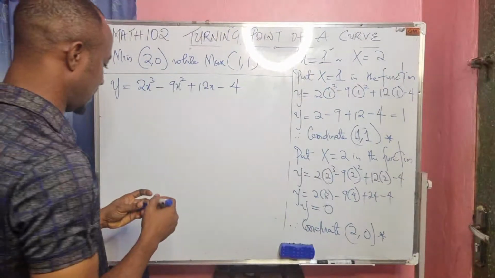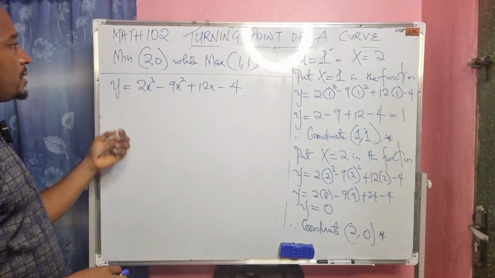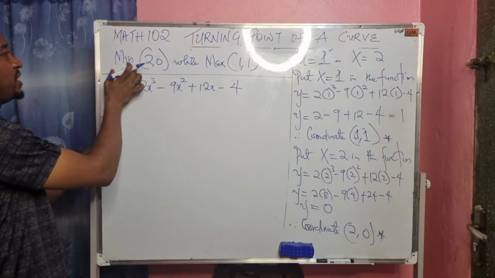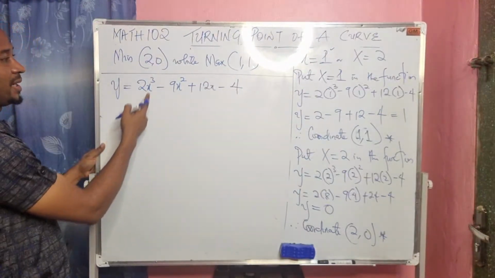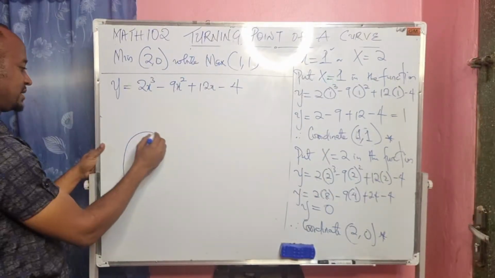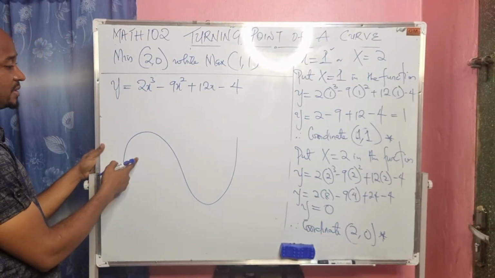Now what we have to do here is to find the roots of this function. In curve sketching, since we have both a minimum and a maximum, and the highest power is 3, the nature of this graph will look like this.